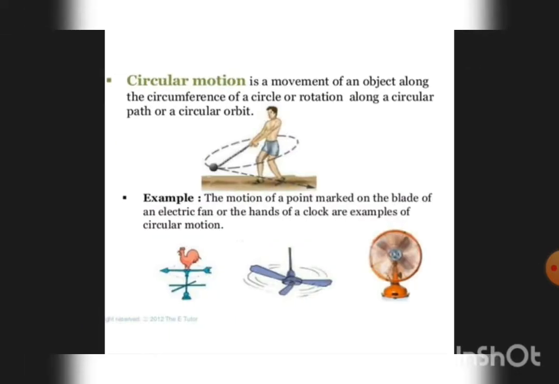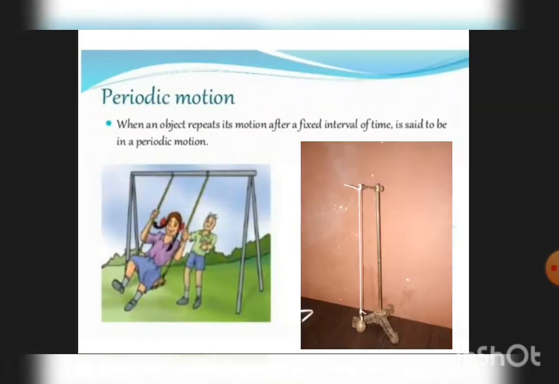Next one is a circular motion. It is a movement of the object in a circular path. The circumference of a circle is called a circular motion. For example, the motion of a point marked on a circle is a circular motion. Then the movement of a blade of an electric fan is also a circular motion. These are some examples.